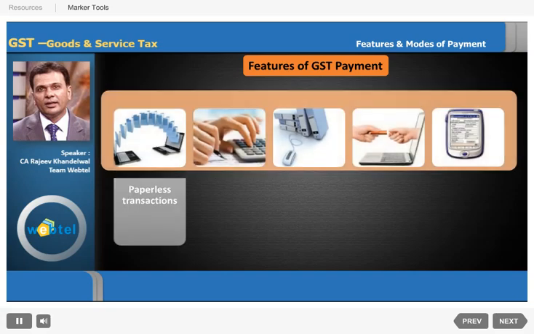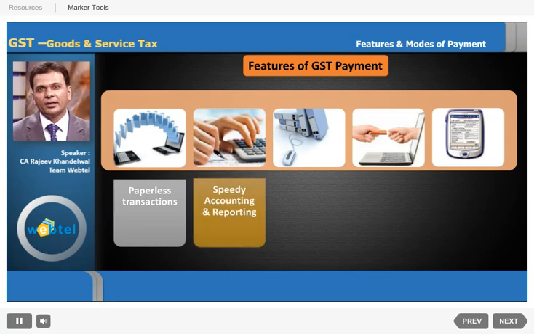Paperless transactions, yes, as I said, most of the payments will be electronic. That is why the paperless transactions will be there. So again, eco-friendly also. And speedy accounting and reporting will be there for the government, for the banks, etc. And since the data will be available in electronic format, it will be helpful for the government for an electronic reconciliation of all the receipts.